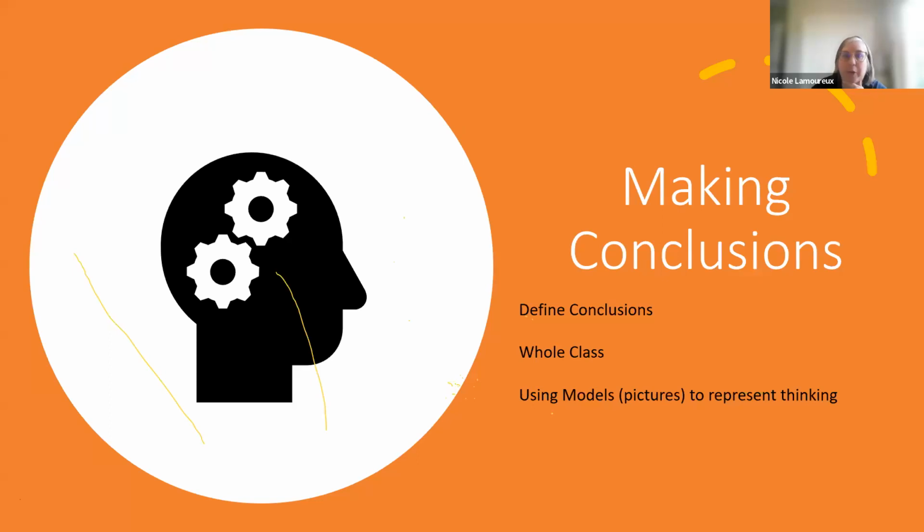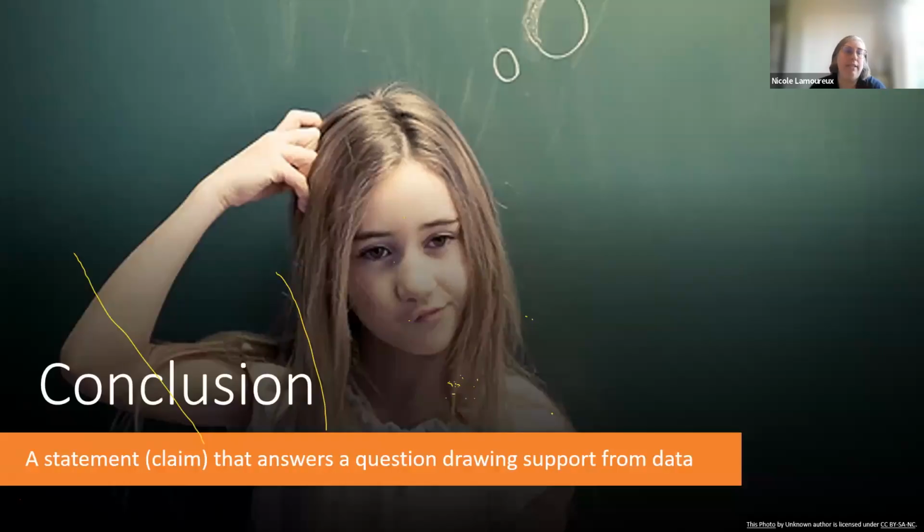So we're getting to that point, making conclusions. So we'll define that. We'll look at how you can work with it whole class or review at the beginning of the year, and then different ways to represent your thinking. Okay. So a conclusion is a statement, a claim. A claim is an answer to a question, and it draws support from data. So again, data being measurements, facts, figures, those type of things.